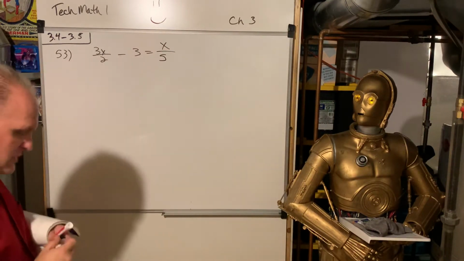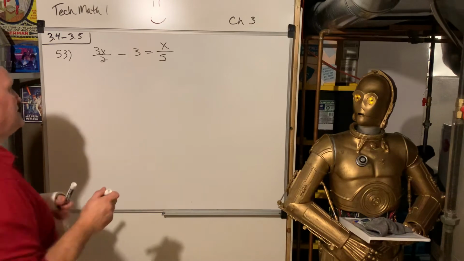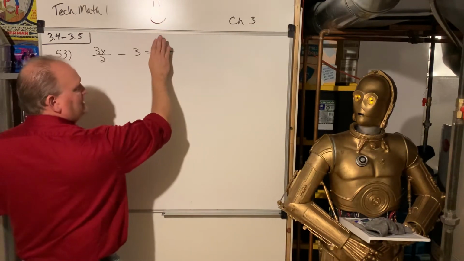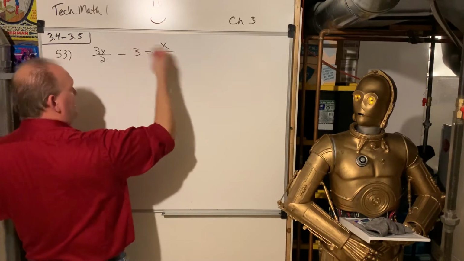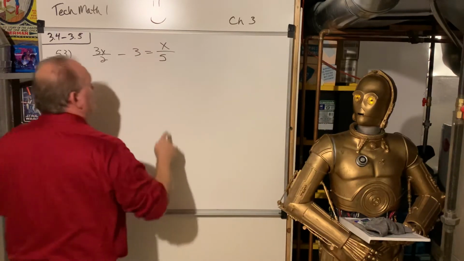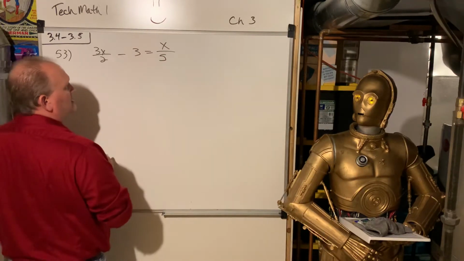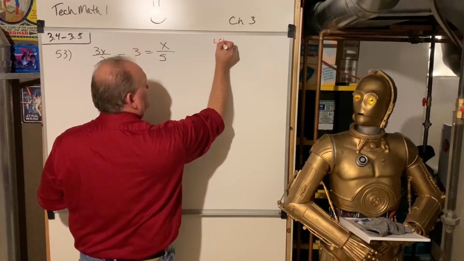So the easiest way to do this one isn't to add 3 to that side like before. Because before, there's just a number here, like 7, and then we just added 3 to it, it was 10, and then we cross-multiplied and solved. Here, I've got a variable and a fraction. And so what I'm going to do is find the LCD.